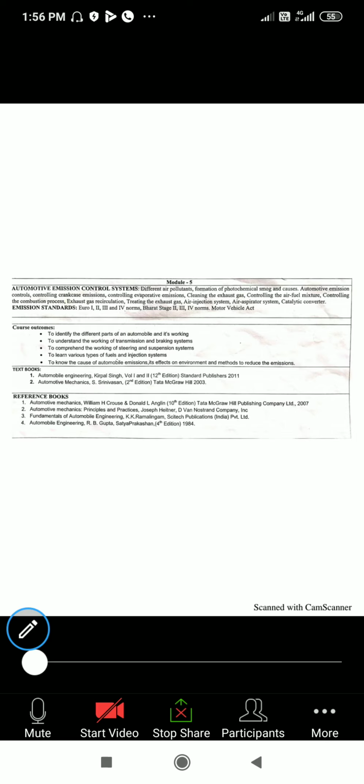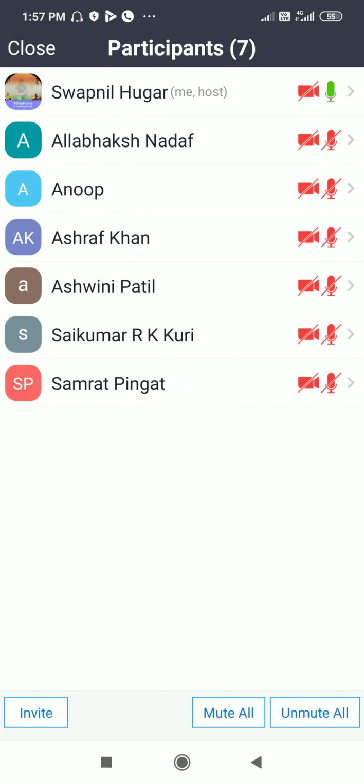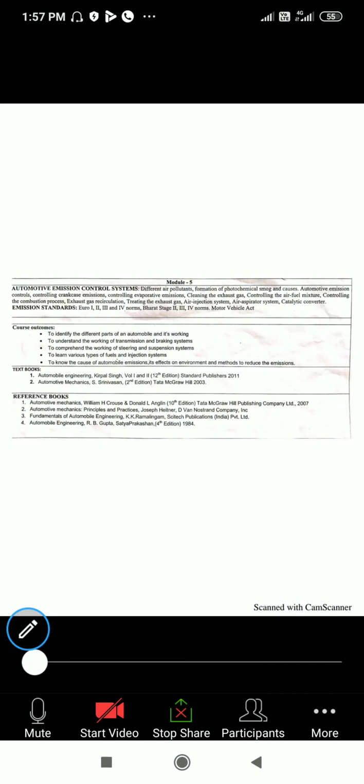And one more important thing regarding automotive engineering. See, 1 2 3 4 5 6: Sai Kulkarni, Samarth, Ashwin Patel, Ashraf, Anup and Adaf. So this much only out of 60. Out of 59, only 7 to 8 students have attended the class. See how careless the students are, ignoring this subject as a theory subject.